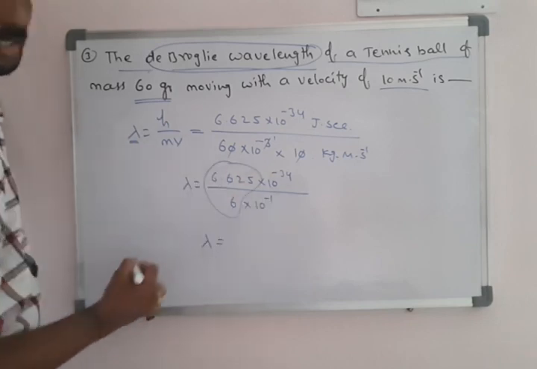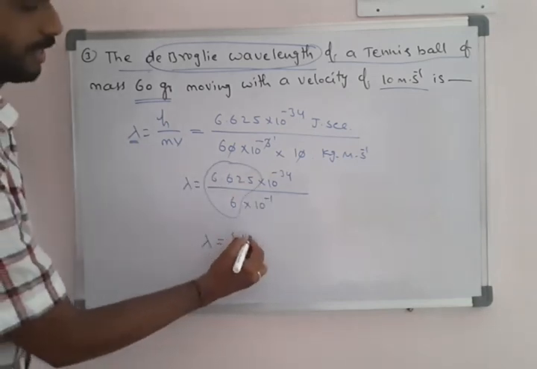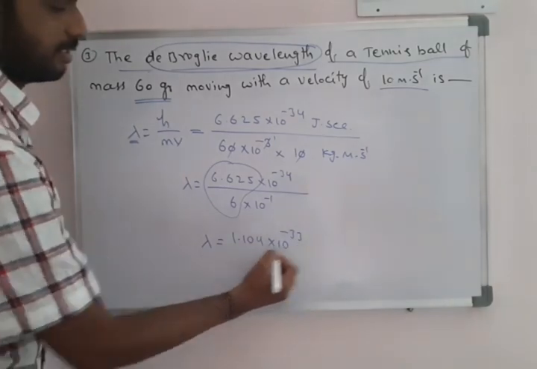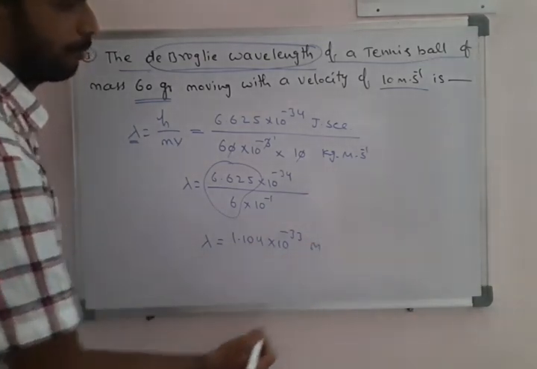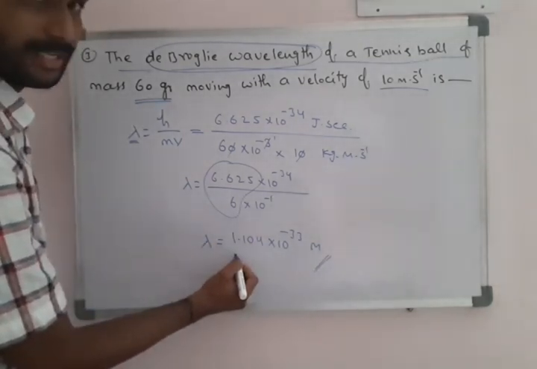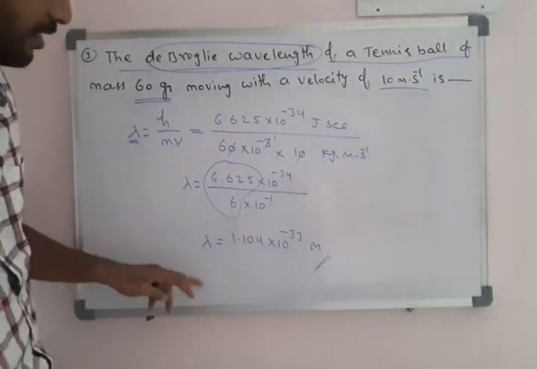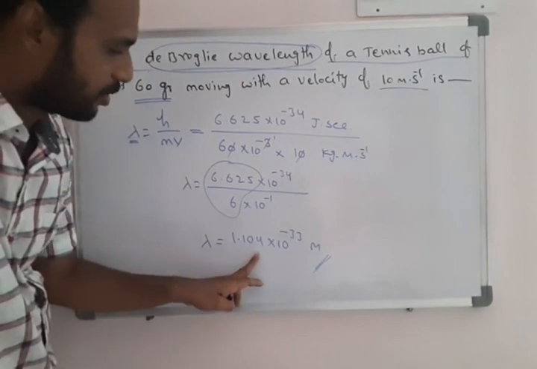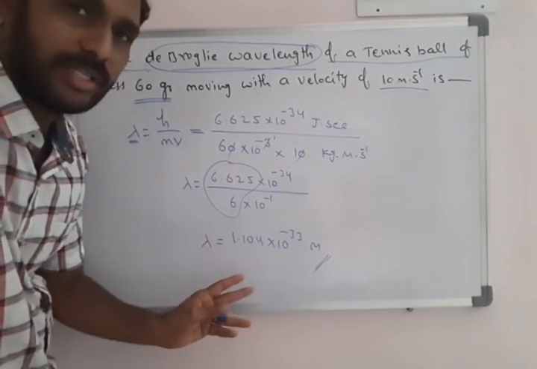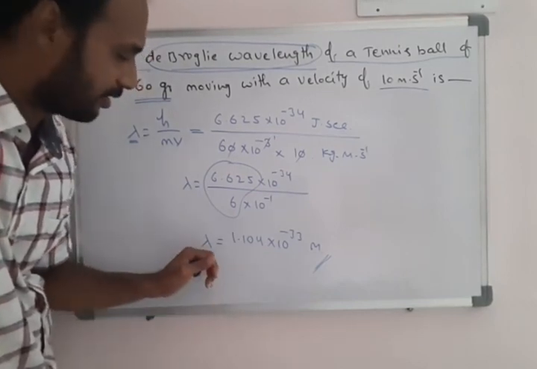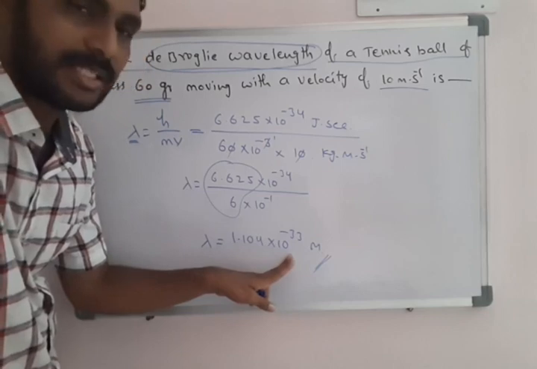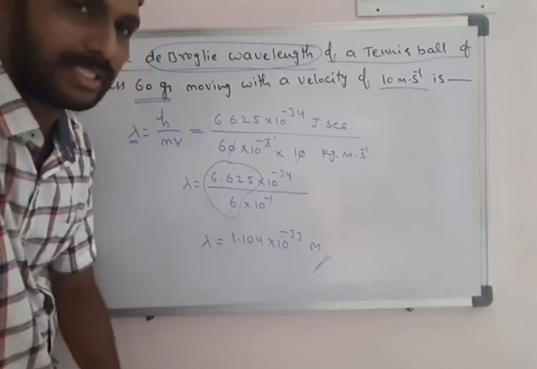So here approximately we get 1.104 into 10 power minus 33. It must be in SI units, that is meters. This is the wavelength of a tennis ball. 10 power minus 33 means it is not at all in the form of a wave, because its wavelength is totally negligible. So we can say tennis ball like particles cannot be in the form of waves. They just behave as particles.